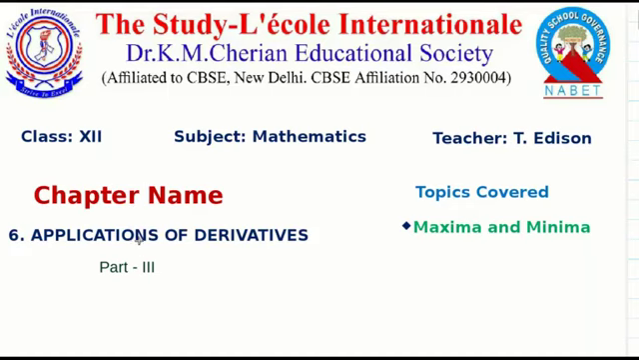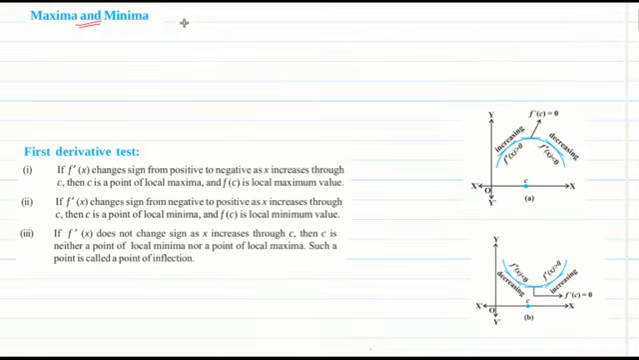In this video, we are going to discuss the chapter Applications of Derivatives, Part 3. The topic covered in this video is maxima and minima. We have heard these words in our real life situations, for instance in profit. Every businessman likes to get the maximum profit. They like to invest very little, that means a minimum amount, and get the maximum profit.